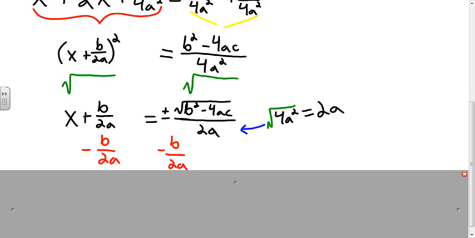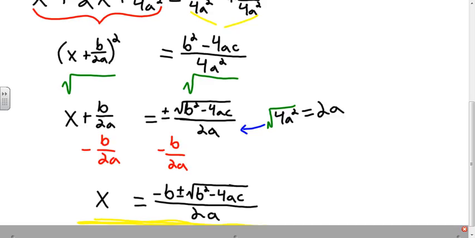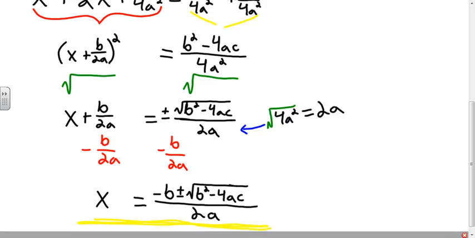Now, from here we just subtract negative b over 2a from both sides, and that leaves us with our final answer of x being equal to negative b plus or minus the square root of b squared minus 4ac all over 2a. And that's how you derive the solution of x, which is the quadratic formula.